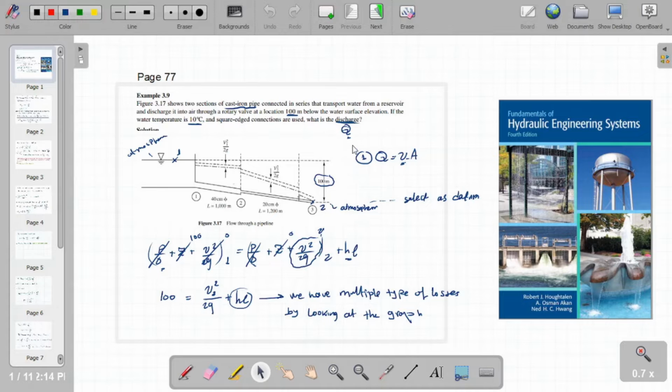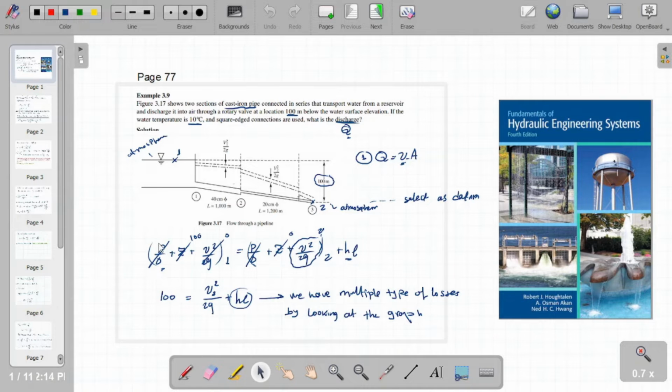Now the discharge is of course denoted by Q. Q is equal to the velocity of the water times the cross-section area. The problem is that we don't have the velocity. Looking at this figure, and at this problem in general, the first thing that comes to mind is the energy equation, which says that the energy at point 1 should be equal to the energy at point 2 plus whatever head losses happened during the transportation of water.